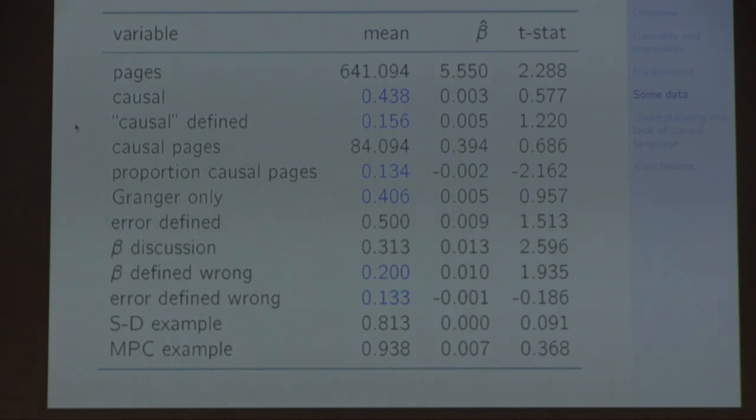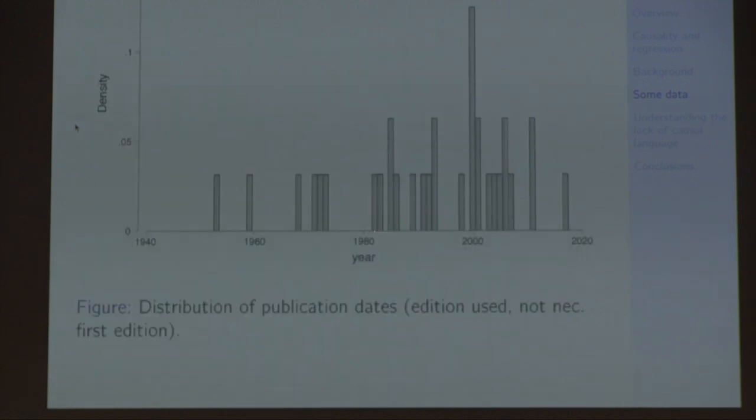So 15%, so what is that, like 8 or 9 or less than that? Like 4 or 5 of the textbooks actually explicitly say what they mean by the word causal. The proportion of pages on methods which I define, or I'm going to interpret anyways, as being explicitly about causal analysis is very low. A substantial portion of books only talk about Granger causality and might lead students to believe that that is what we think causality is in econometrics. And a pretty substantial proportion of books incorrectly defines either beta or the error term or both.